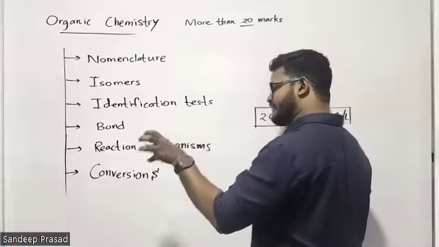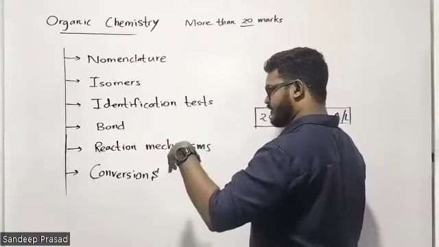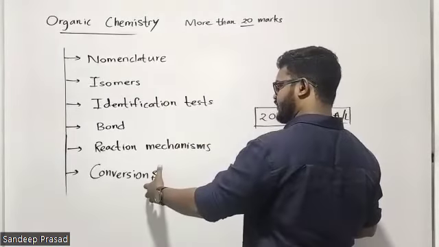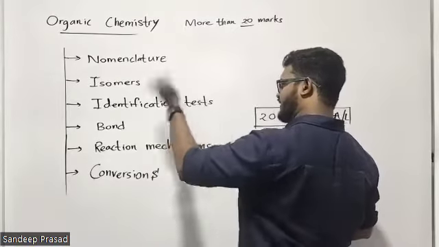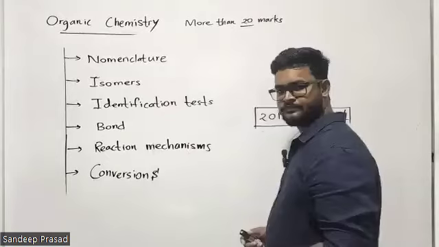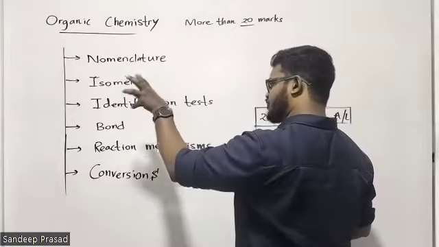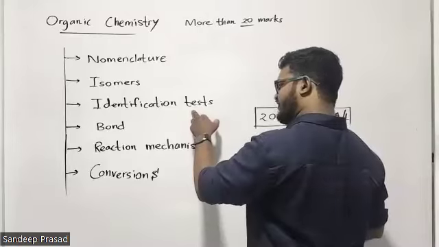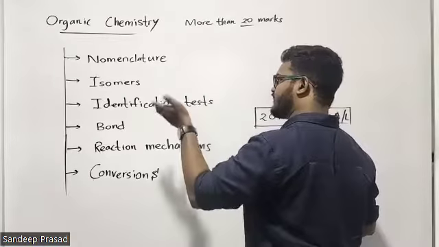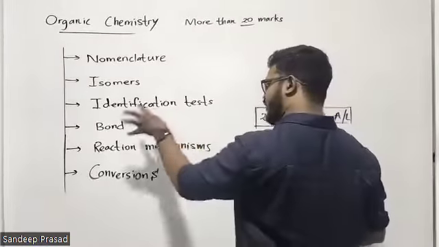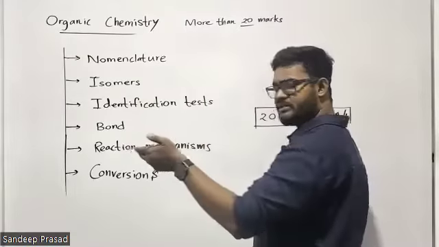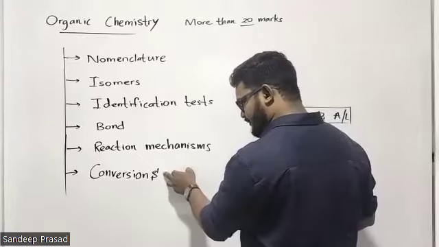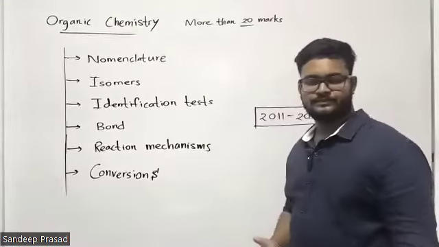The reason that I didn't put organic conversions here is that in order to do these questions, you need to have the knowledge of organic reactions for each and every topic, right? In order to do isomer questions also, you need some kind of what? Reaction knowledge. In order to do identification test questions also, you need some kind of reaction knowledge. In order to identify the bonds also, you need reaction knowledge. Reaction mechanism also like that. But it mainly contributes to the organic conversions.